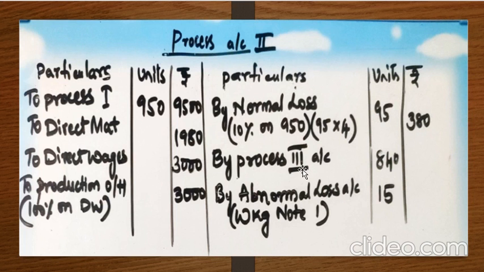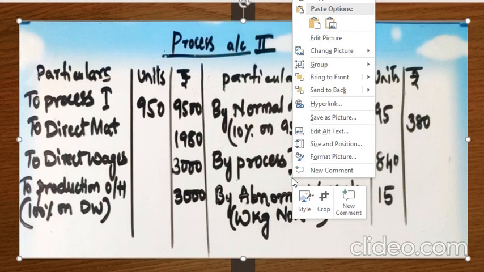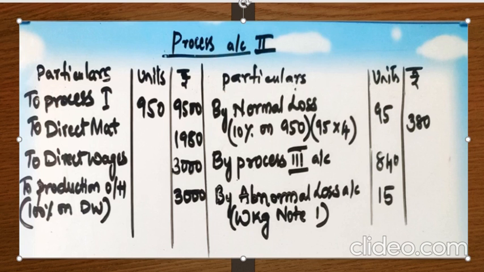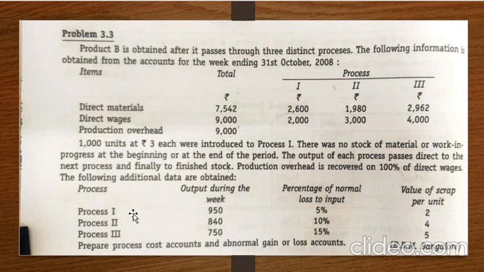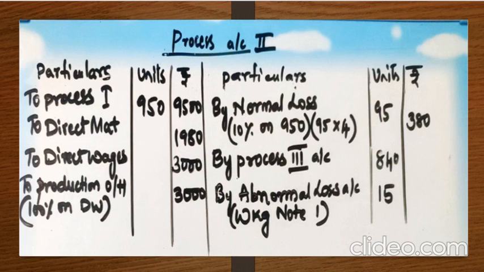After this we will look into how many units are the output for this particular process. If you look into the question, for process 2 the output is 840. So you will write it down here. Any output of process 2 will be transferred to process 3. So you will write here by process 3 account, as they are the receiver. By process 3 account, how much is it? 840 as per the question.